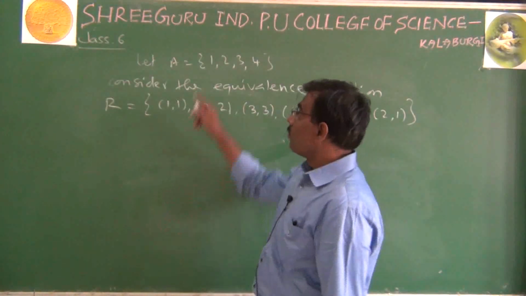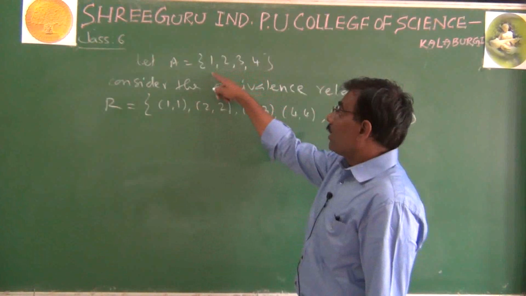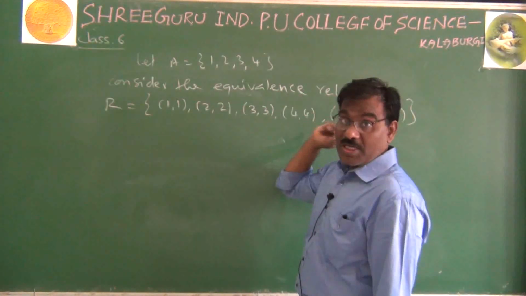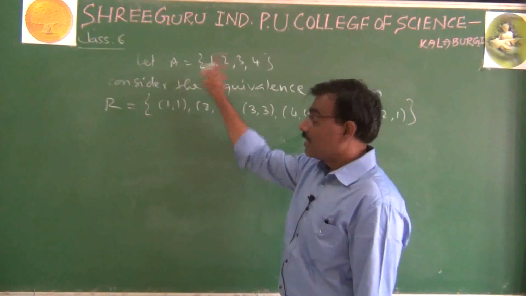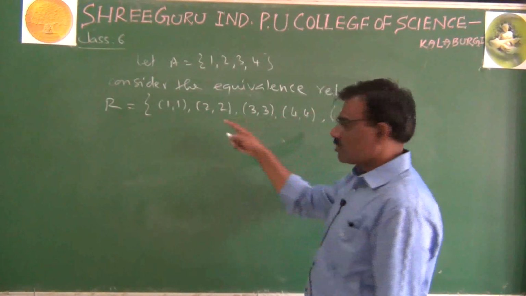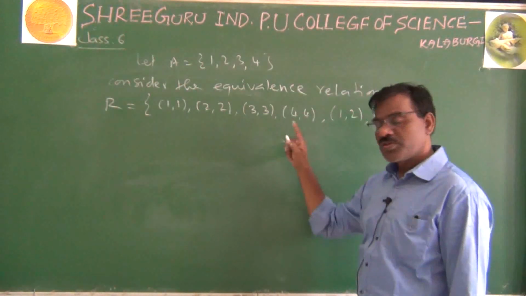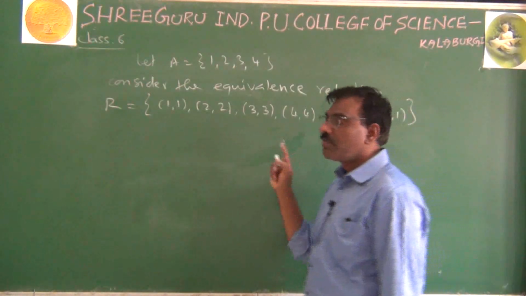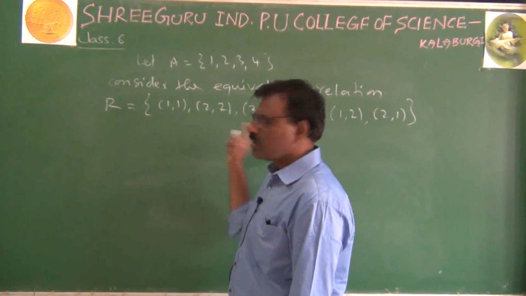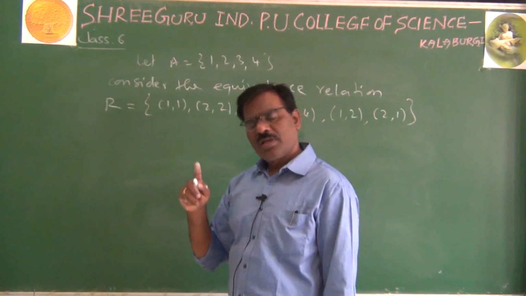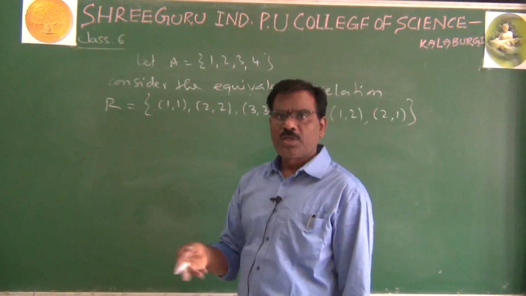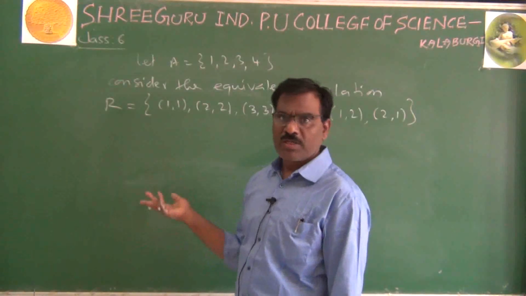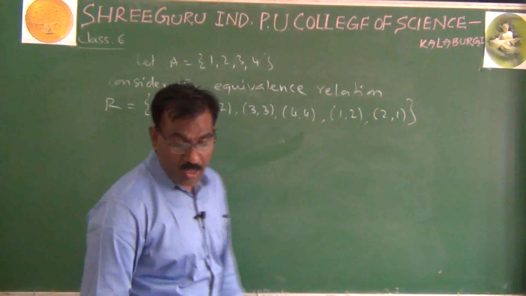Okay? So what is the problem? I have given A = {1, 2, 3, 4}, 4 elements. Consider the equivalence relation. This is a relation on set A. This satisfies reflexive, symmetric, and transitive properties. This is the equivalence relation, which is given in the problem. Otherwise, in some problems you have to prove that it is an equivalence relation and also find the equivalence class.